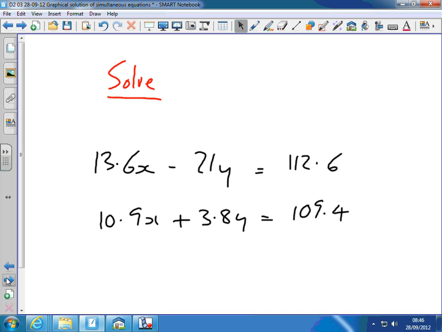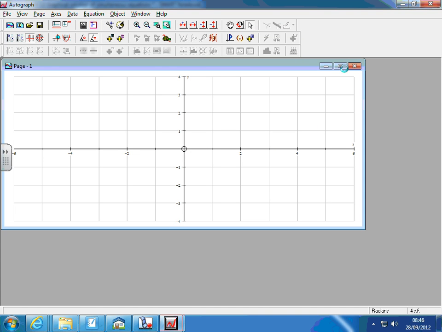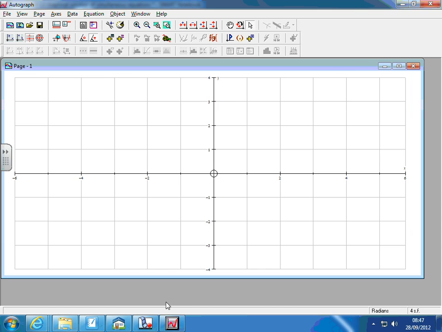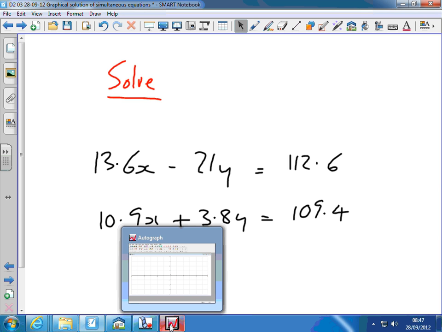So if we were to fire up Autograph, we could type that top equation in directly using x and y. We'll be able to plot that function. So the only thing to be aware of is that, of course, if the variables are not x and y, then we'd have to assign one x and one y, because Autograph only recognises x and y. So if that was 13.6a minus 21b, I'd let x equal a and y equal b, so I could plot it on Autograph. So 13.6x minus 21y equals 112.6.